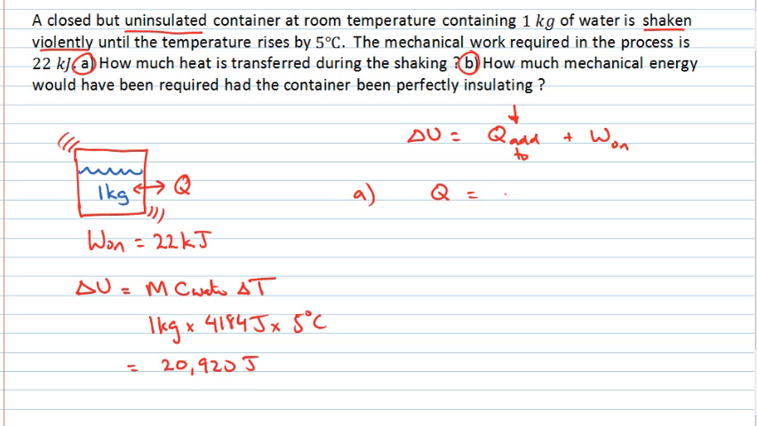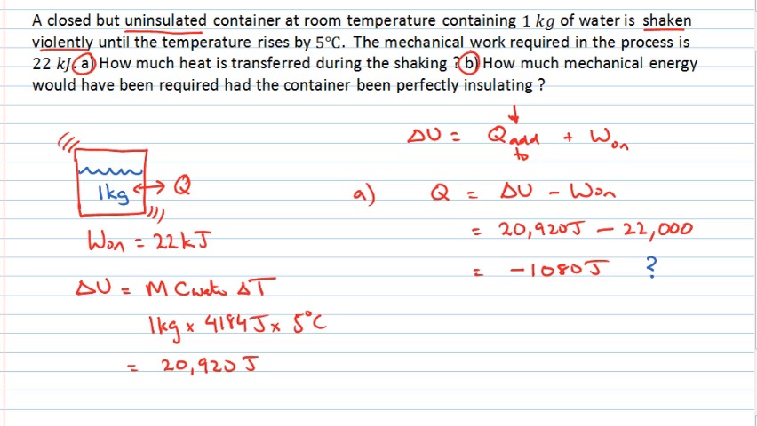Q is going to be equal to my change in internal energy minus the work which is done on my water. The internal energy change was 20,920 joules. The work which has been done on my water by shaking it is 22 kilojoules, or 22,000. So the heat Q which has been added to the liquid is negative 1,080 joules. So I should first of all ask myself, what does this negative quantity mean?